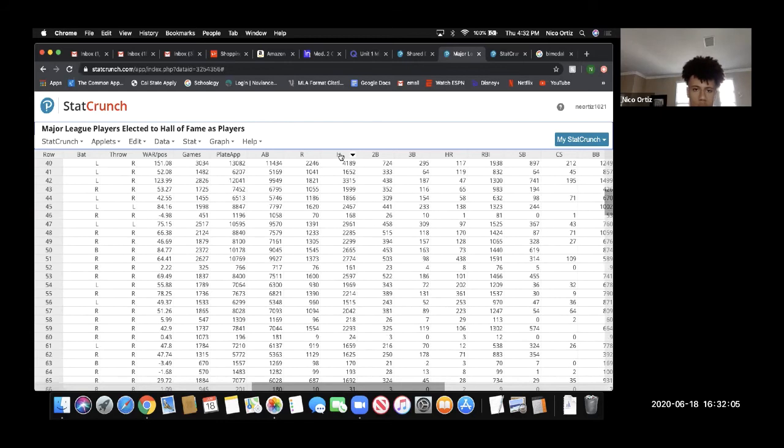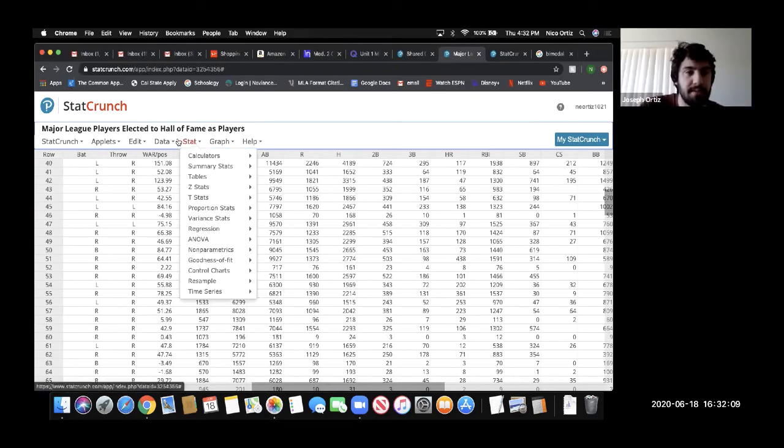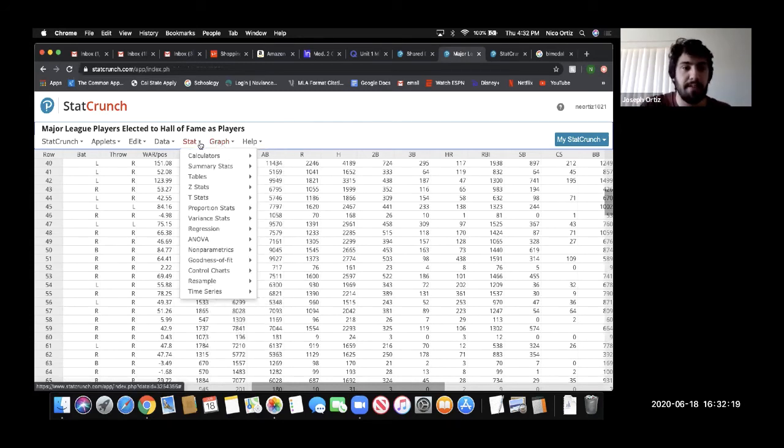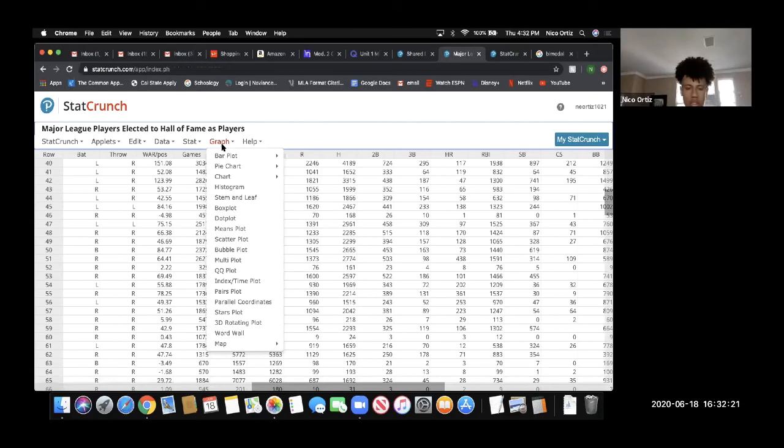Okay, so now that we found our variable, Stats, Summary Stats. We'll have to graph it first, right, or not? You don't have to. I just graphed it so you can see visually what it is. If you want, graph it, go for it. All right, I'll do that first.